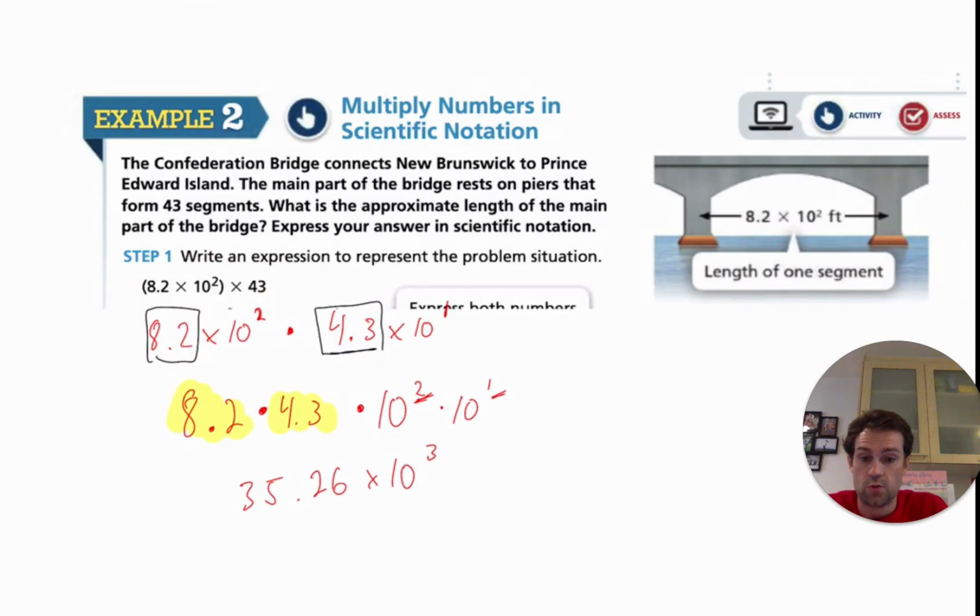And then after we want to convert this into scientific notation, so we need to move our decimal one place over. So our answer will be 3.526 times 10 to the power of 4. Okay, so that is our answer.